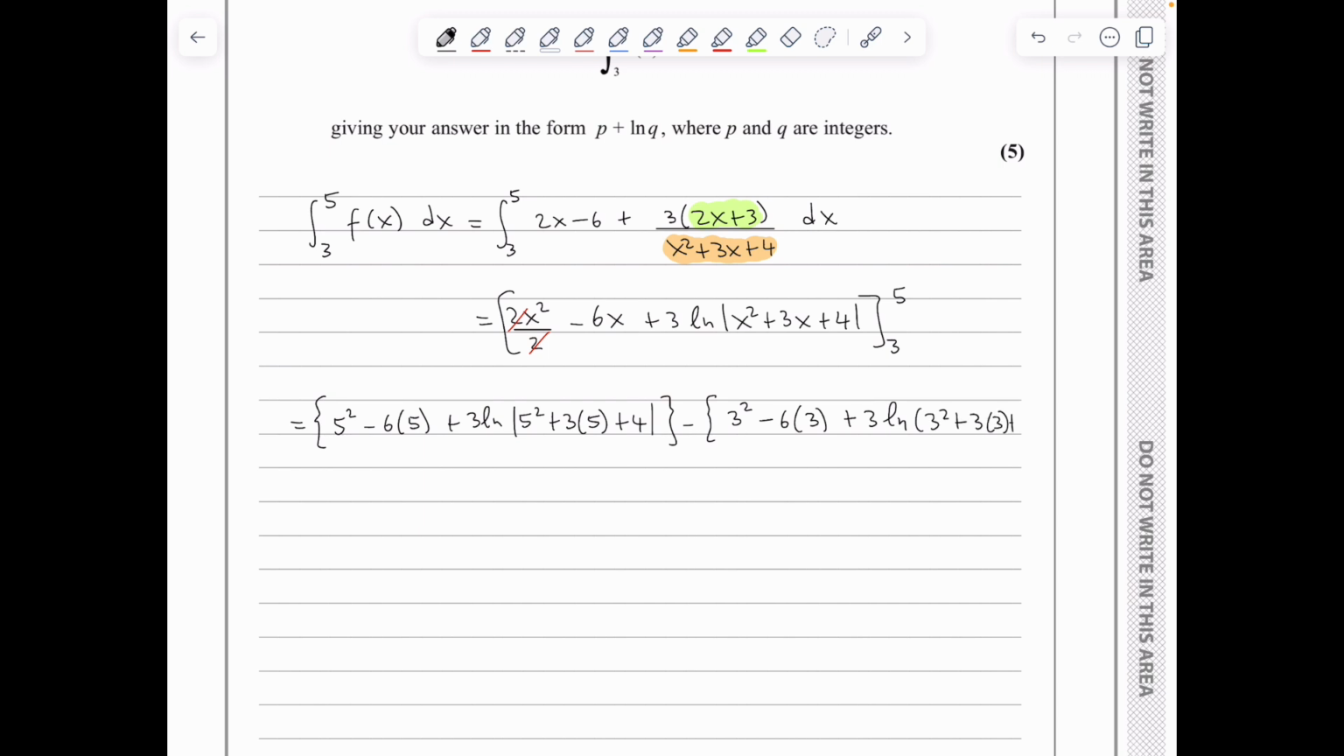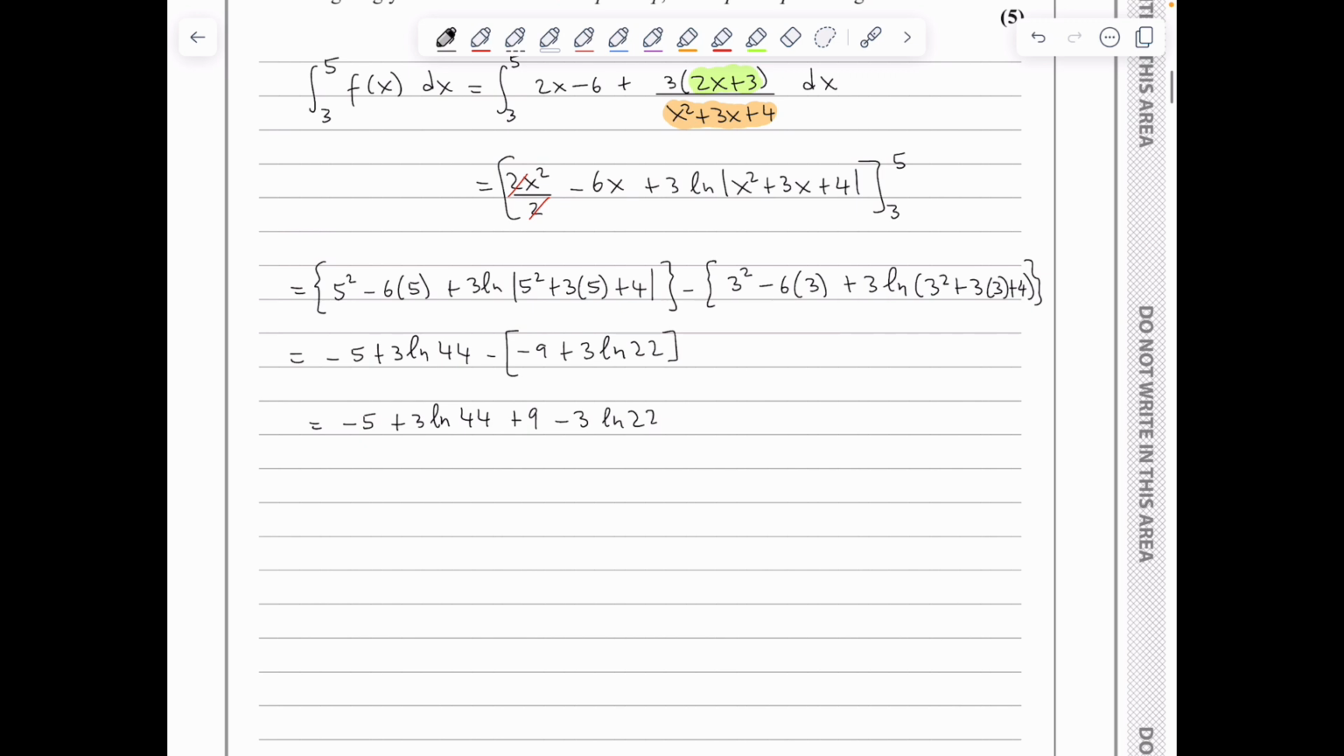4. So this simplifies to minus 5 plus 3 ln of 44 and minus the negative 9 plus 3 ln of 22. So I've got minus 5 plus 3 ln 44 plus 9 minus 3 ln of 22. Well, minus 5 plus 9 is 4, and the 3 ln 44 minus the 3 ln 22 can simply be written as 3 ln of 44 over 22. We know when we've got subtraction of logarithms can be written as the logarithm of the quotient.